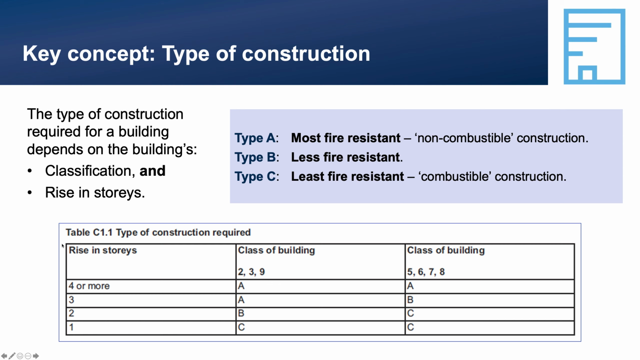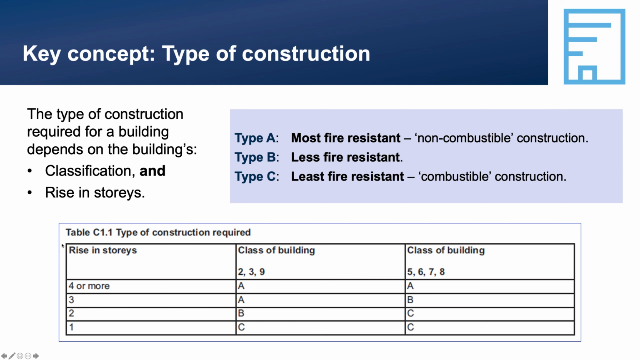For example, the building classification points to a building's likely use, fire load, population, and the mobility of its occupants. For example, whether they are likely to be asleep or alert in the event of a fire. The height of the building determines the likely evacuation times and difficulty. Thus, these two factors are used to determine the minimum type of fire-resisting construction required for Class 2 to 9 buildings. The exact requirements for each type of construction are contained in Specification C 1.1 in Volume 1.